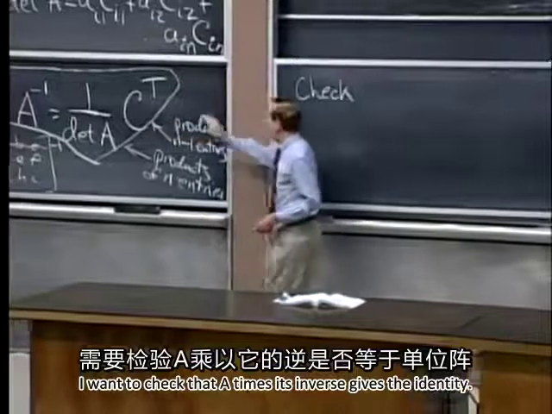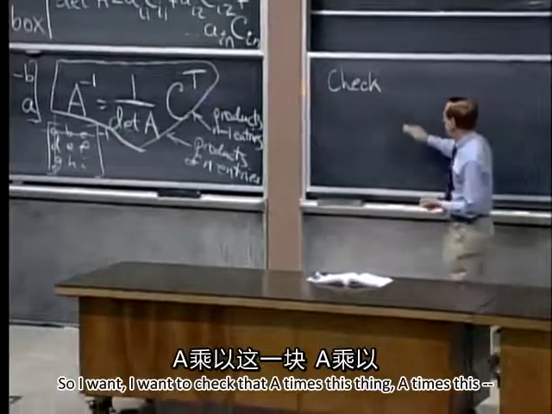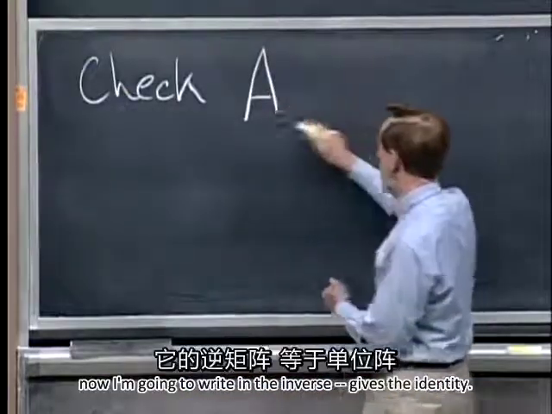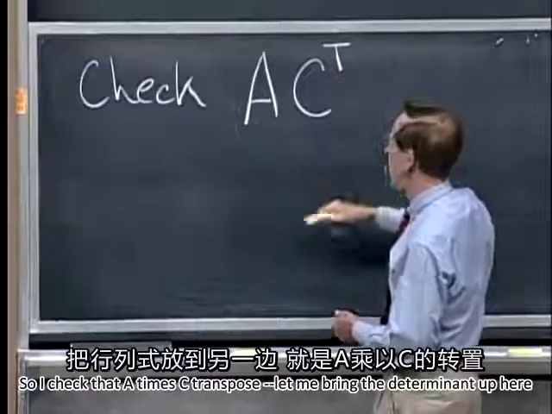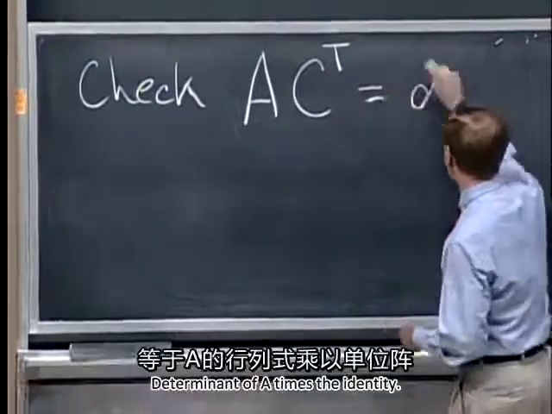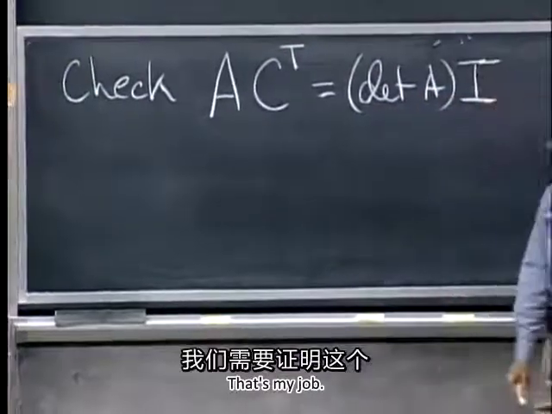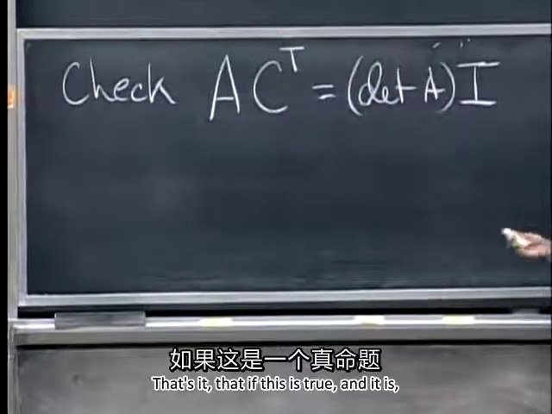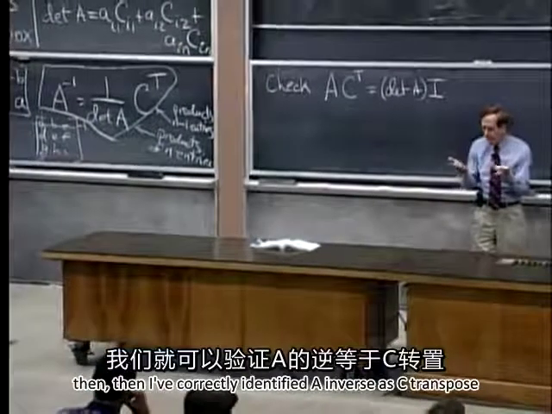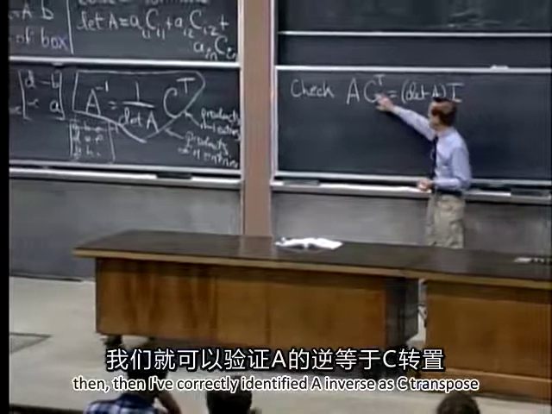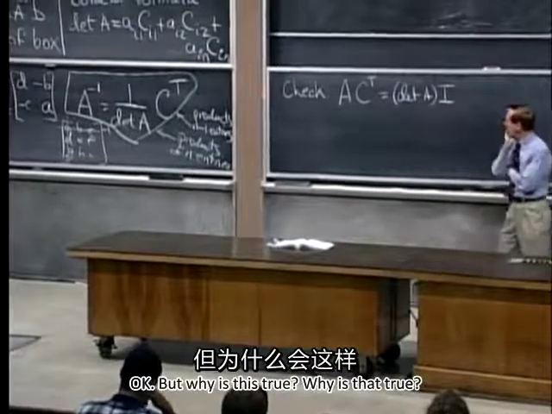I want to check that A times its inverse gives the identity. So I want to check that A times this thing, now I'm going to write in the inverse, gives the identity. So I check that A times C transpose, let me bring the determinant up here, is the determinant of A times the identity. That's my job. If this is true, and it is, then I've correctly identified A inverse as C transpose divided by the determinant. Okay, but why is this true?